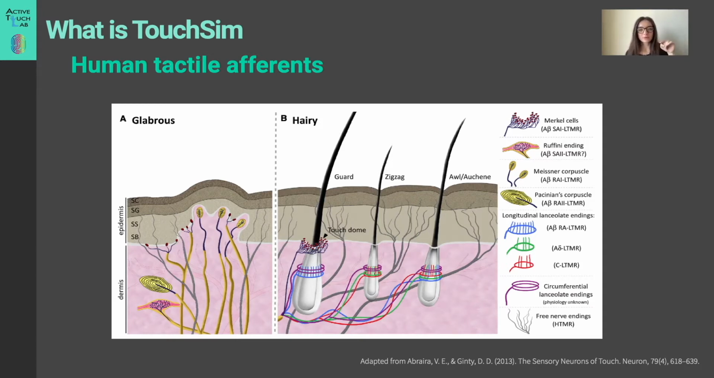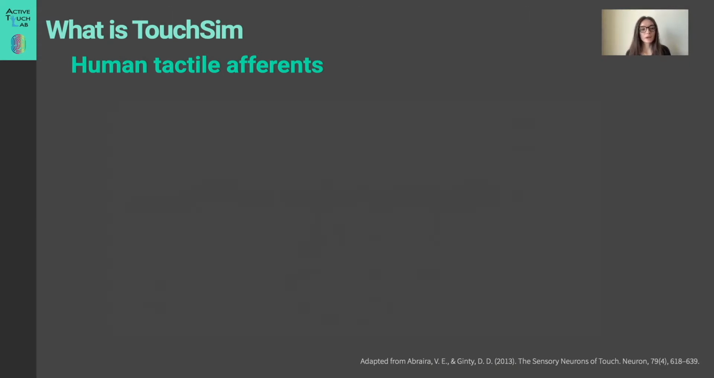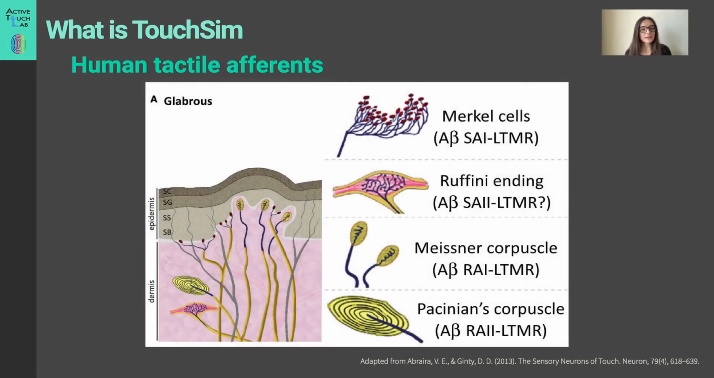As you can see from this figure, the tactile innervation is different for the glabrous skin, which is the skin covering the palm of our hands and the sole of the feet, and for the hairy skin, which covers the rest of our body. Our focus for today is on the innervation of the glabrous skin.